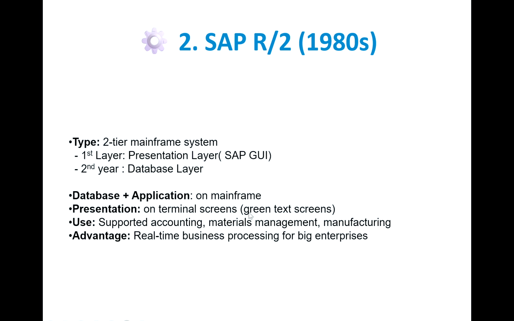If I talk about R2 architecture, there are two layers. One layer is the presentation layer. The moment you log in to SAP, it asks you for a username and password. That's called SAP GUI. The other one is the database layer. So database and presentation are both in one frame. This supports accounting, material management, manufacturing, all of that. This is not that reliable compared to current ERP systems. This is the second version of ERP, and its advantage is real-time business processing for big enterprises. Most big companies used to use this one.